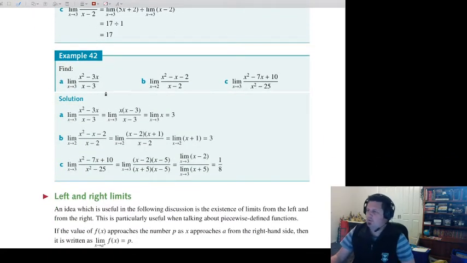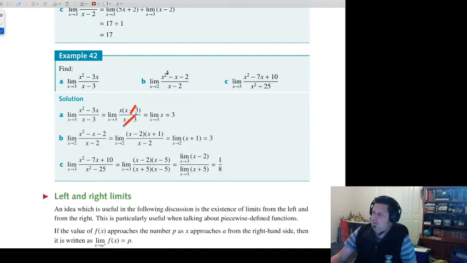Example 42. Before you can go ahead and work through these, we do need to factorize. So here we've got x squared take away 3x. X is common to both those. It can be taken as a common factor. You're left with x take away 3. Good news is they cancel out, and you're left with just x. So essentially you need to evaluate limit as x approaches 3 of x. It's going to be 3.